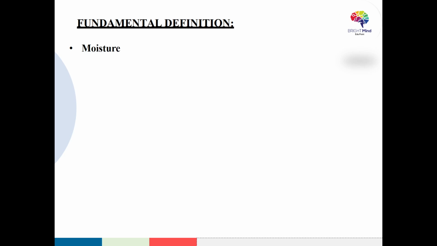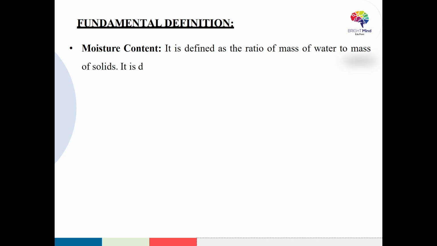So the first definition is the moisture content. Moisture content is defined as the ratio of mass of water to the mass of solid. It is denoted by small w and it is expressed in percentage. Technically, moisture content denotes the water holding capacity of the soil.